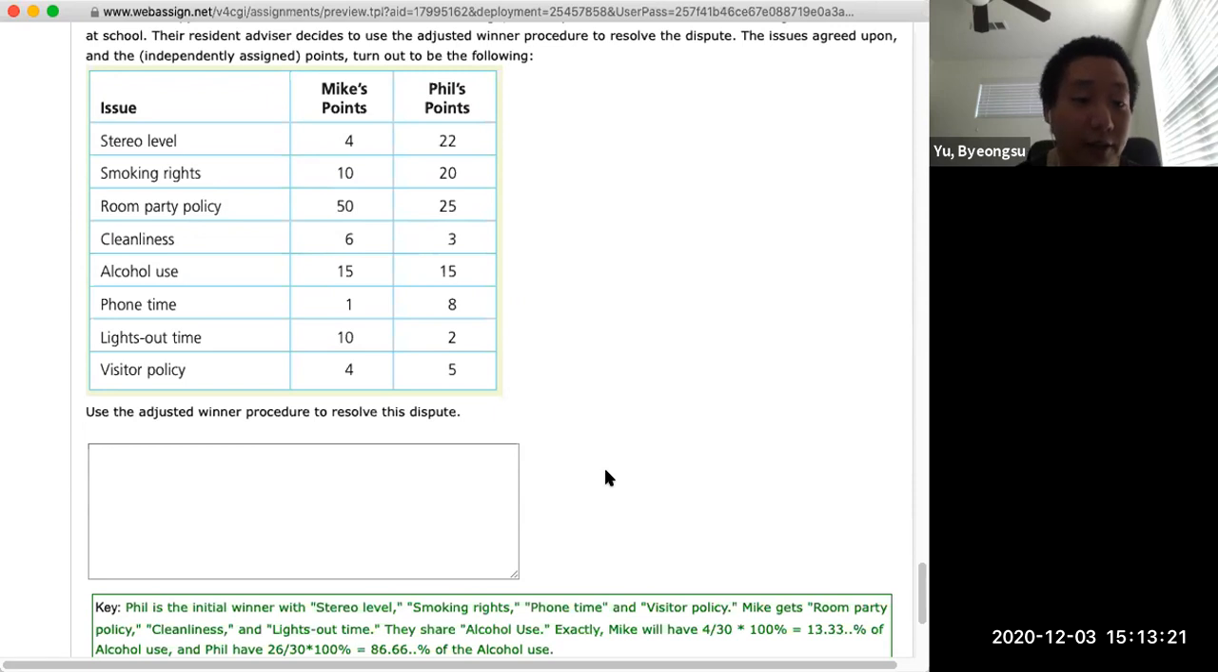And we want to use the adjustment procedure to resolve this dispute. Remember that another coach gave some problems like this in the quiz, but I do not put any such question in the exam, so you don't need to worry about that. What you need to do is just the adjustment procedure and determine who gets which, right?